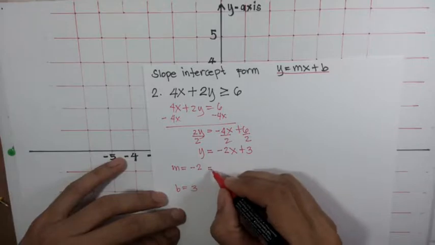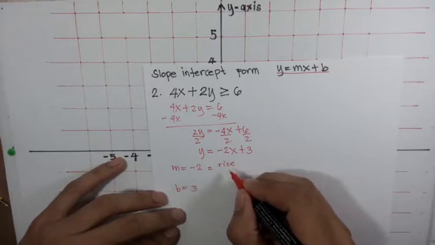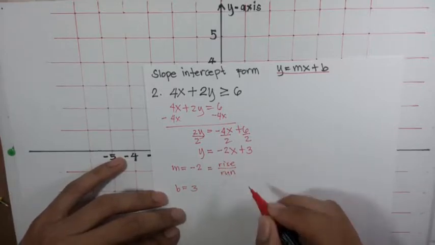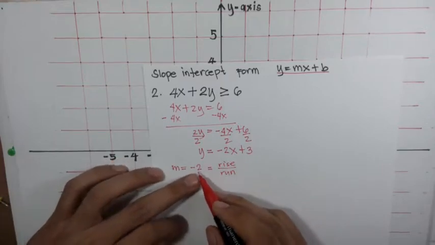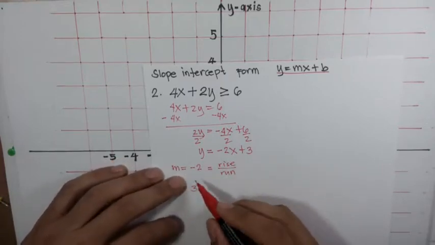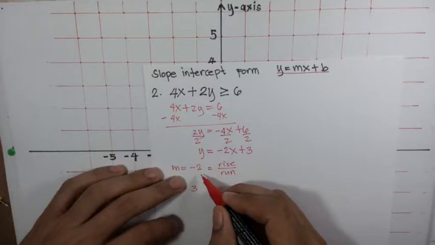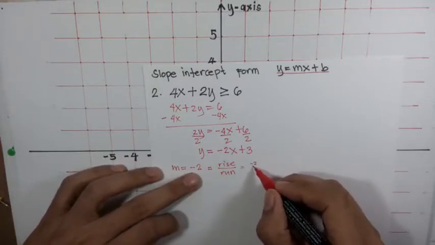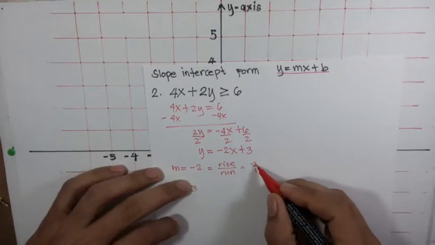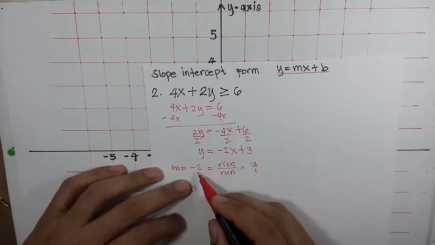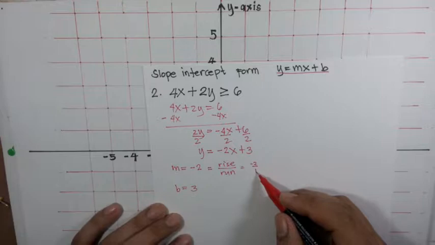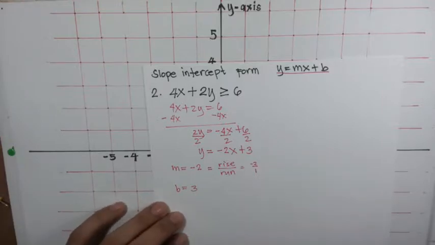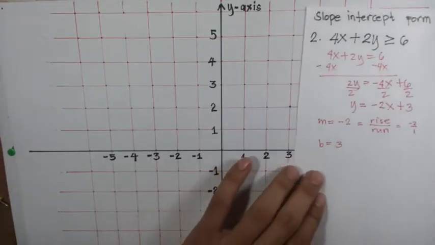Now, as you can see, the slope is the rise over run. Our rise is negative 2. What is the number on the lower part? We understood that there is 1. So the slope here is negative 2 over 1, because negative 2 divided by 1 is still negative 2. So we understood that the run is positive 1. Now, let's try to locate that on the Cartesian plane.